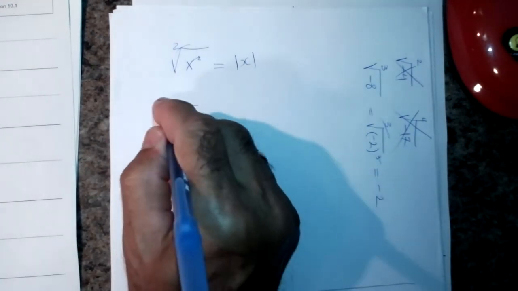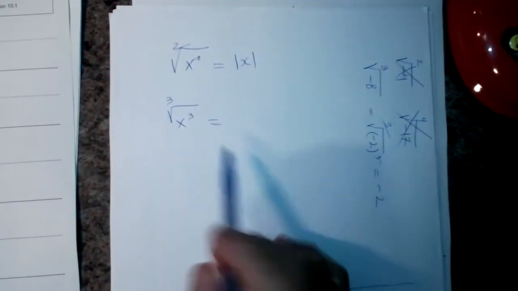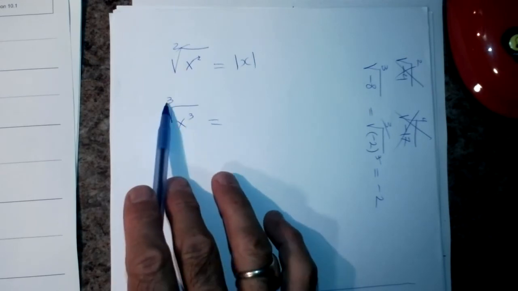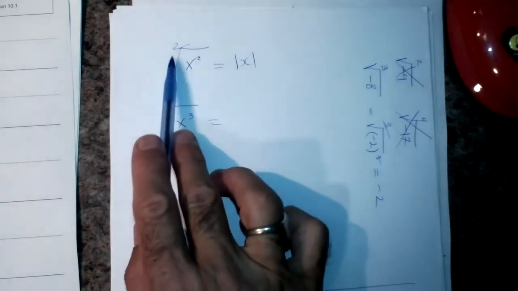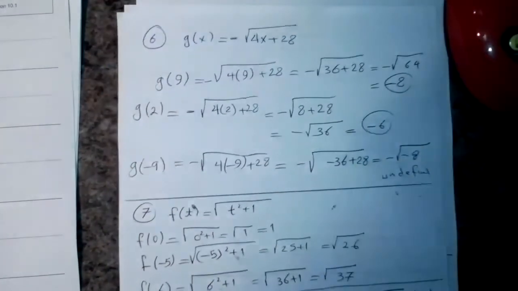Well, what if I have something like that? No. If the root is odd, it's okay. You don't have to use the absolute value. So all the odd roots are okay. The problem is always with the even one. So this is just x.